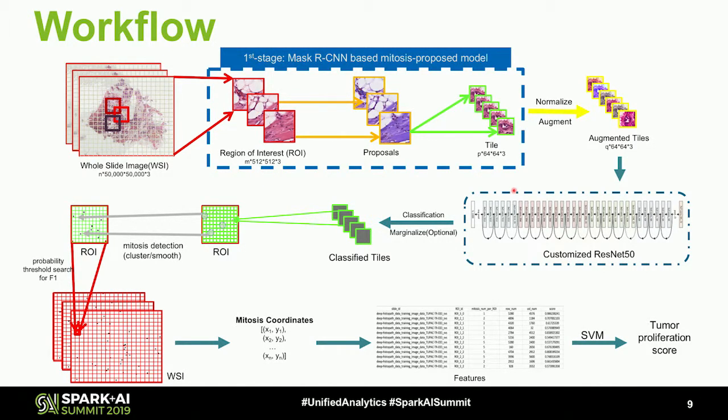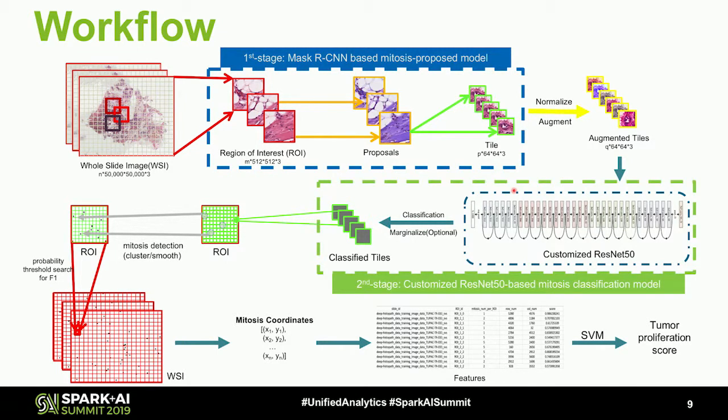So we split it into small regions of interest with the size 512 by 512. And then we run the Mask R-CNN model on this ROI image to detect the nuclei, no matter whether the nuclei is in the mitosis stage or not. Then the output will be the polygon, and we use the polygon to generate the candidates as the input for the second stage. The second stage is a classification-based model, and the first step is to add the data augmentation and normalization to the mitosis candidates.